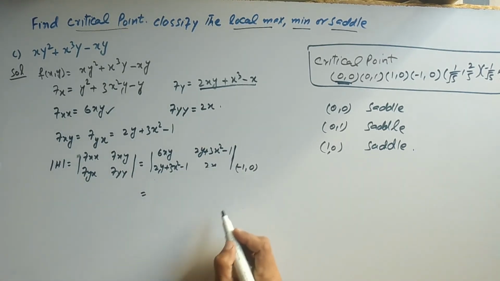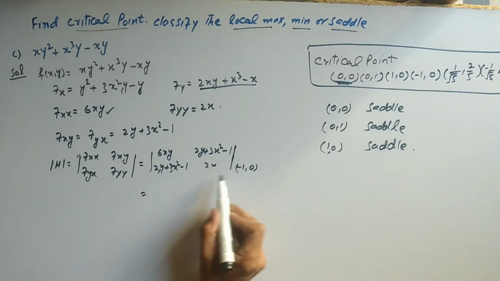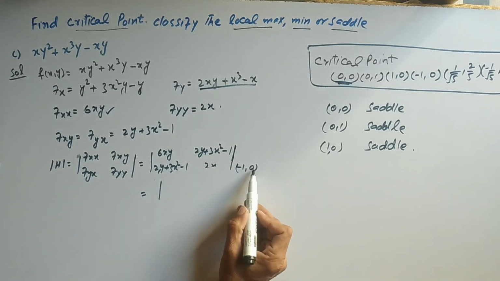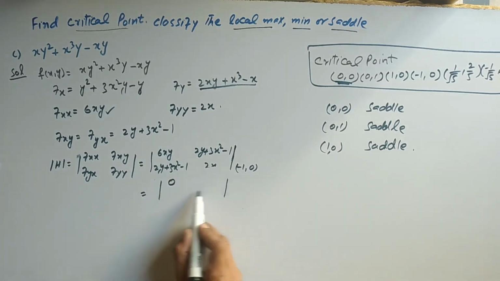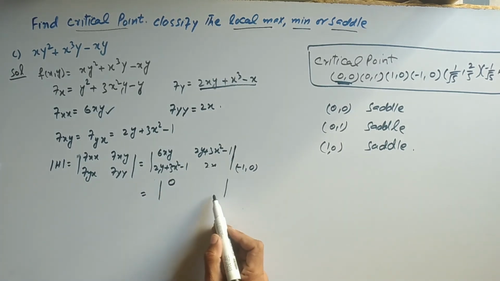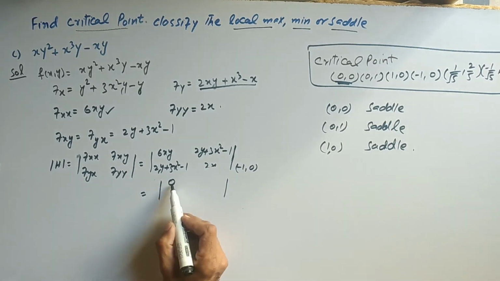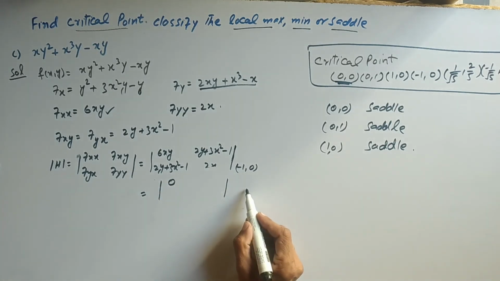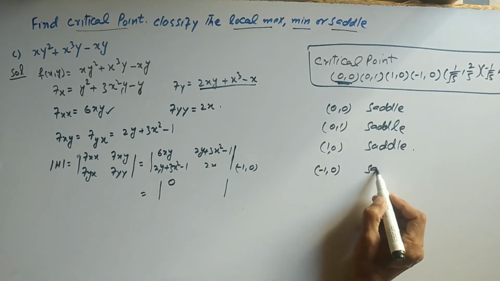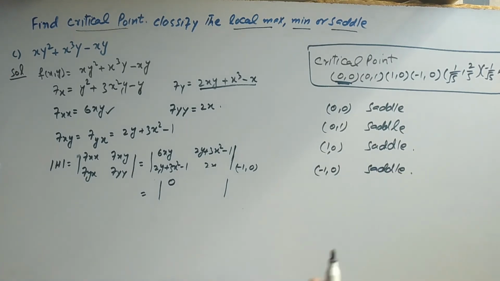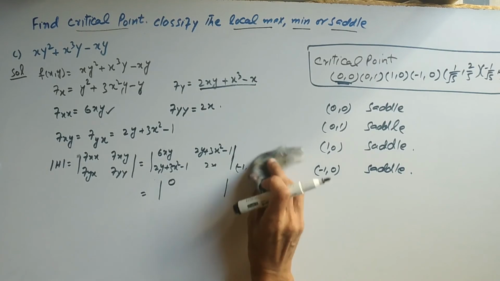Now the fourth value, I will take minus 1 0. So again, if we take minus 1 0, it means the whole value is 0, and no need to solve further, because when the leading minor is 0, this will be a saddle point. So when we put minus 1 0, it is also a saddle point. Now the last 2 points are left.